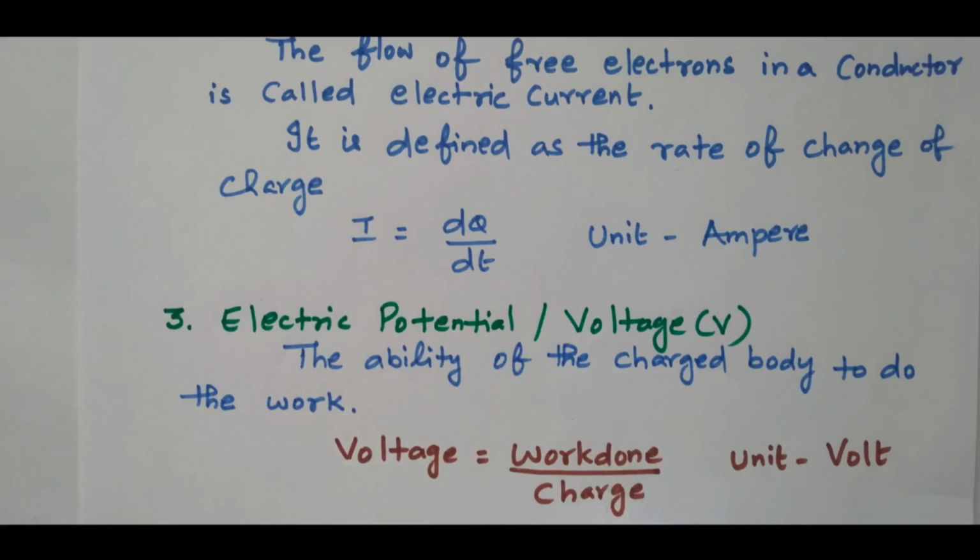That is nothing but work done by charge. Work done by charge is nothing but voltage. What is the charge available? How many electrons are moving? That is nothing but work done by charge, which will give the voltage. The unit is volt.